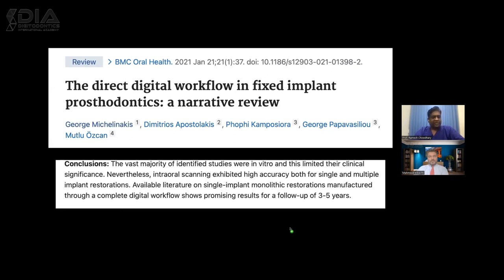Available literature on single implant monolithic restoration manufactured through a complete digital workflow shows promising results. This is one article which can tell you that there is some probability, because most of the articles are of an in vitro situation rather than clinical trials and randomized clinical studies.